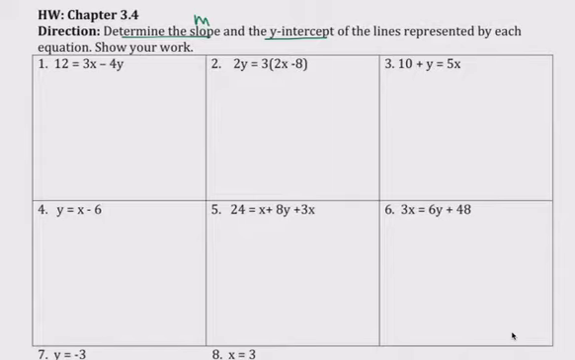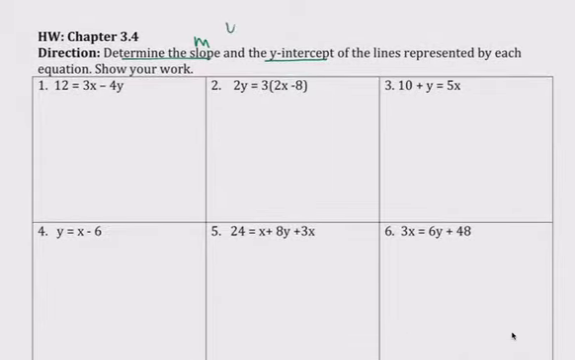Show your work. Okay, so basically the slope formula is y equals mx plus b, where m is the slope and b is the y-intercept. That's the constant. Very important formula to memorize.